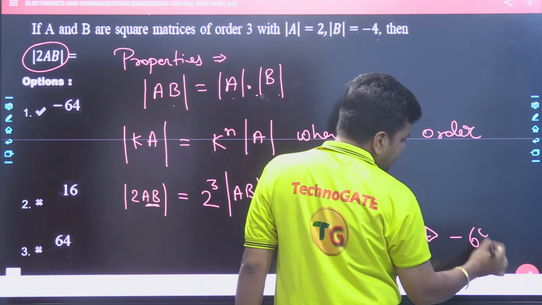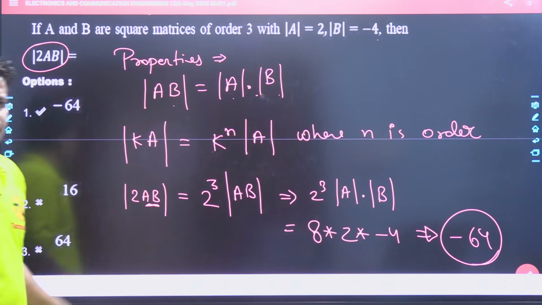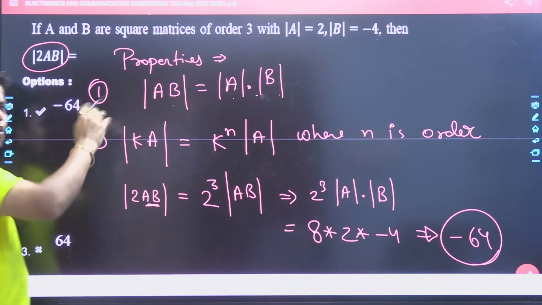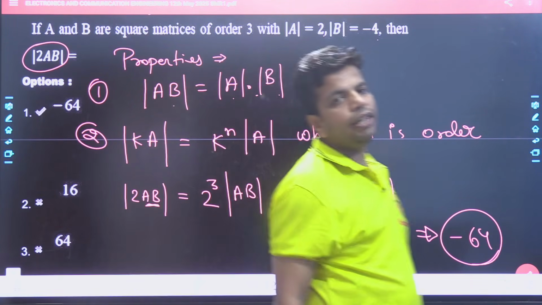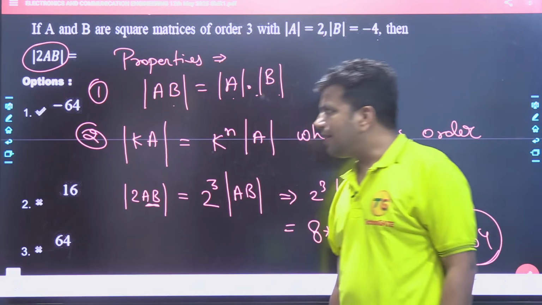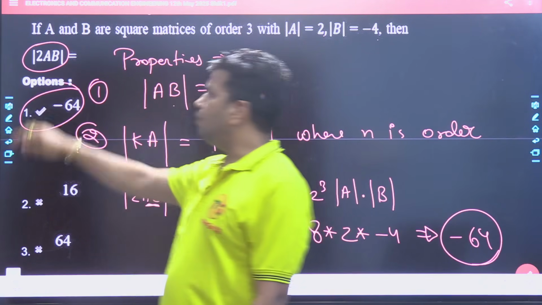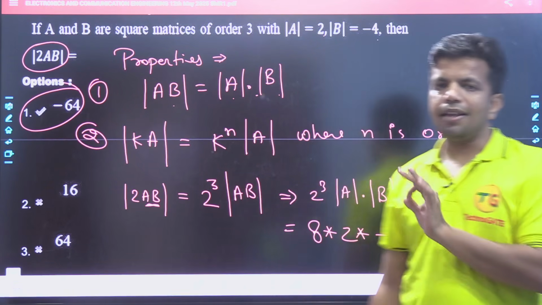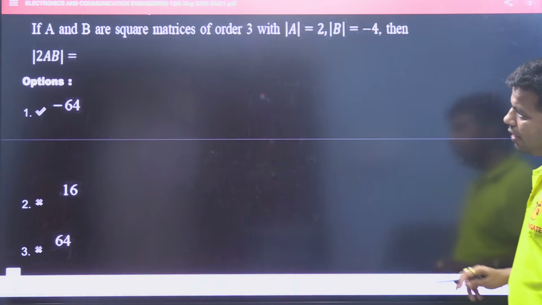It gives you minus 64. So minus 64 is your answer. Simply you need to apply property number 1 and property number 2. With the help of that you can easily identify the answer, and it's nothing but 64 in negative, means minus 64. Are you getting that point? So minus 64 is your answer. Let's move to the next question.